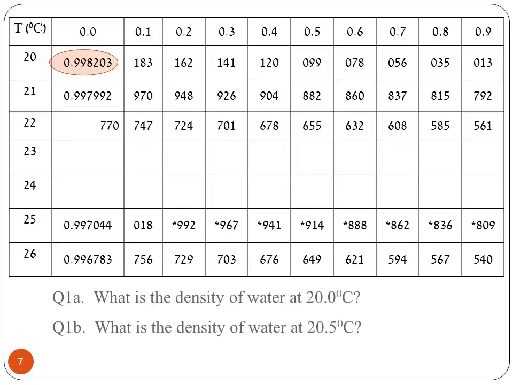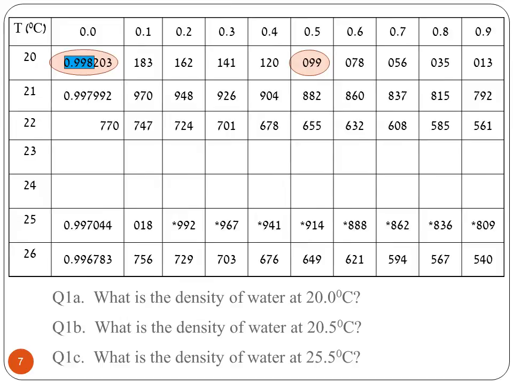If you are looking for the density of water at 20.5 degrees Celsius, you find 20 in row number 2 and 0.5 in column number 6. At the intersection, you say 0.99. In this case, you use the first four digits before the number you find in the table. So the density at 20.5 degrees Celsius is 0.998099 gram per milliliter.